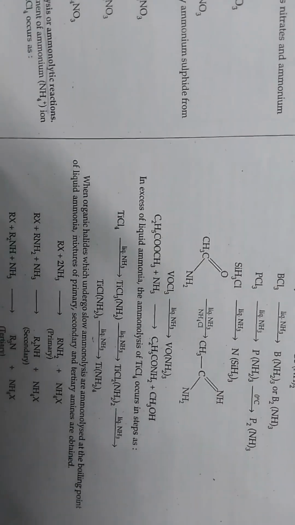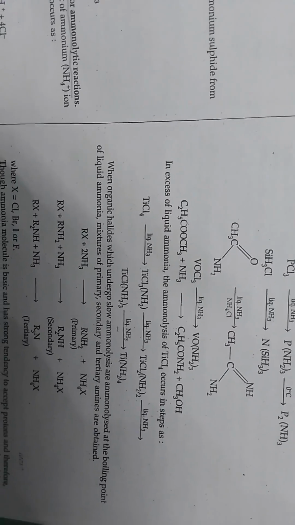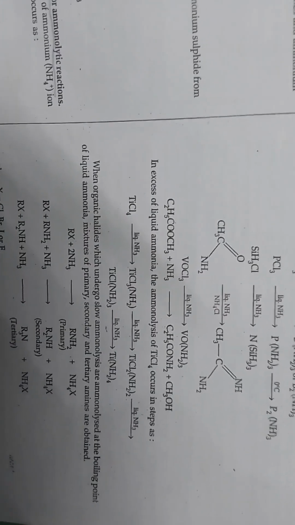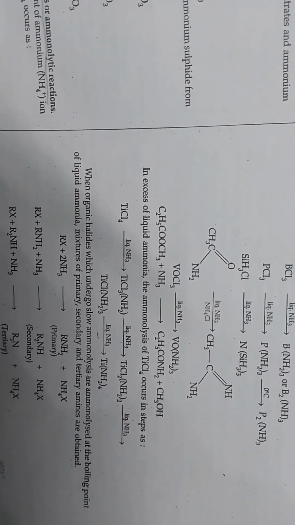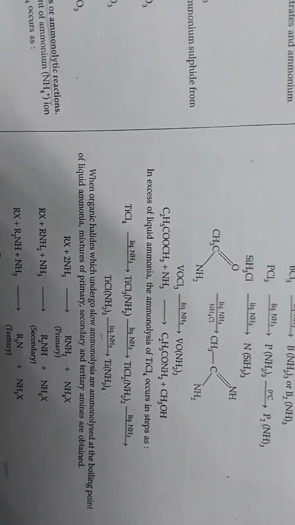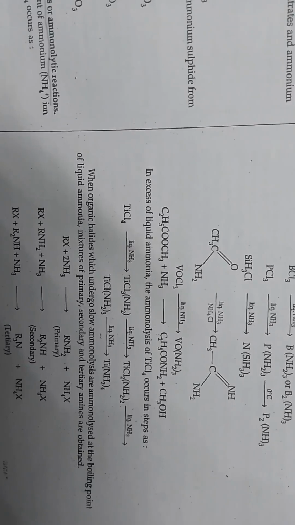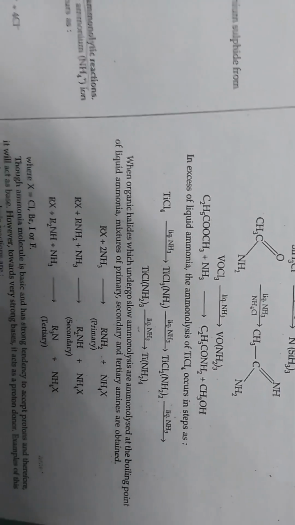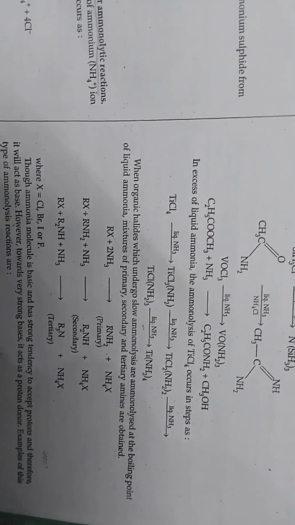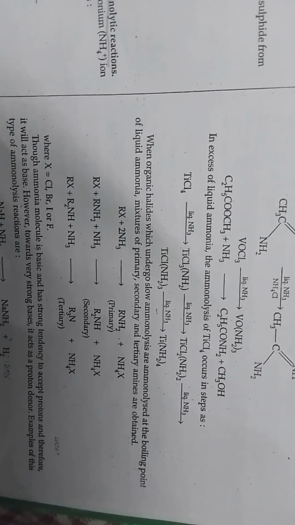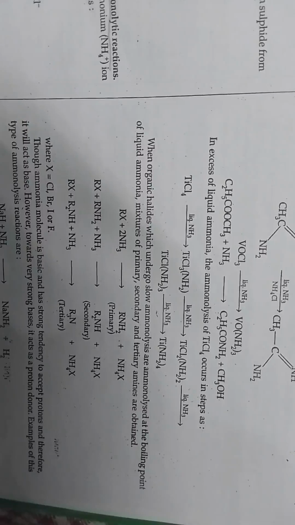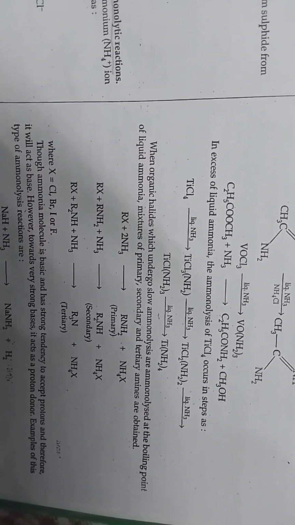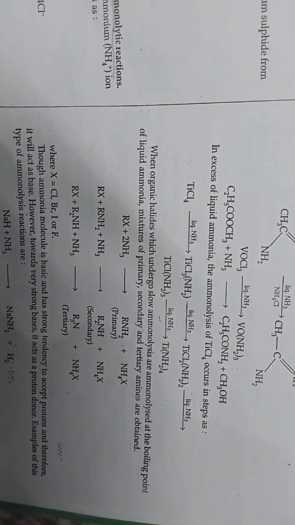SiH3Cl in liquid NH3 gives Si(NH2)... CH3C(=O)NH2 in liquid NH3 and NH4Cl gives CH3C(=NH)NH2. VOCl3 in liquid NH3 gives VO(NH2)3. C2H5COOCH3 + NH3 gives C2H5CONH2 + CH3OH.